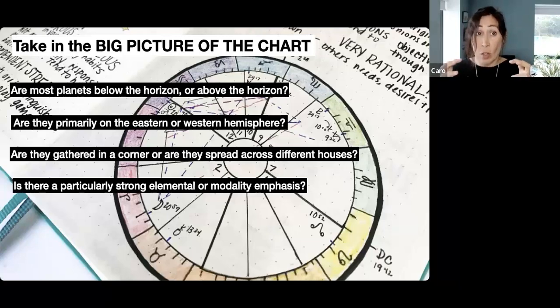And here I'm usually focusing just on the signs of those 5 inner planets, right? Are those mostly fixed sign planets? Are they mostly cardinal sign planets? That's going to tell you a lot about how that person experiences themselves.